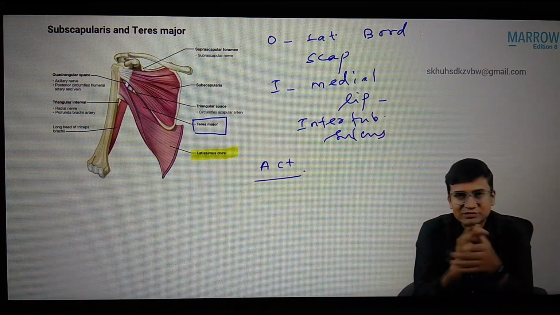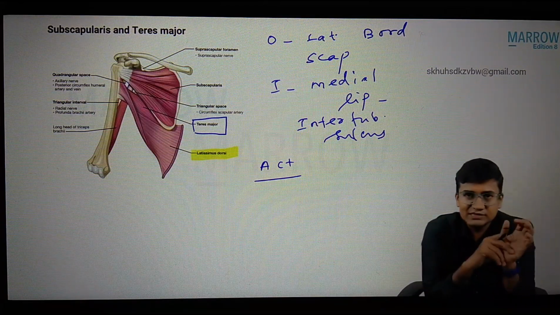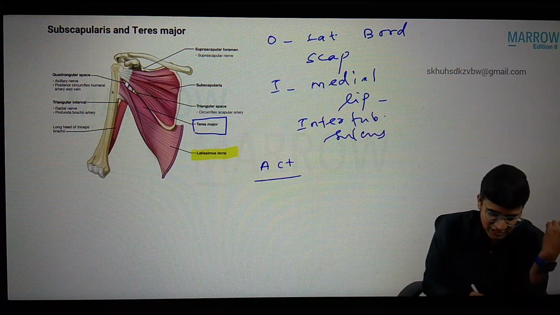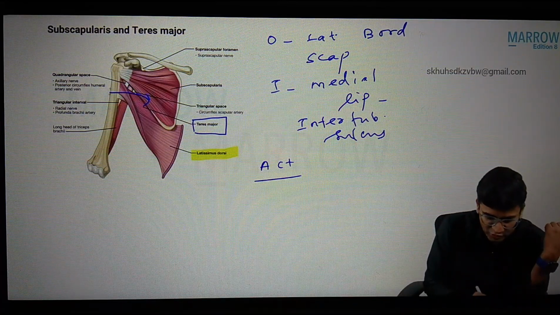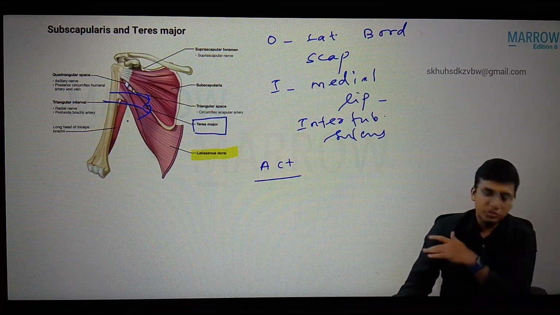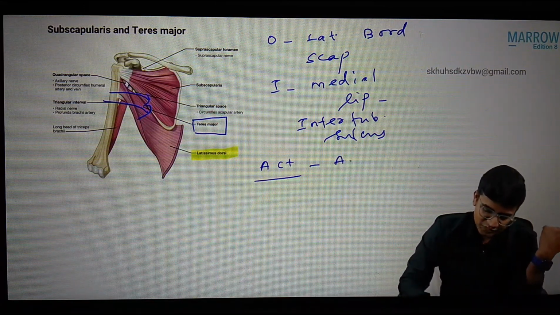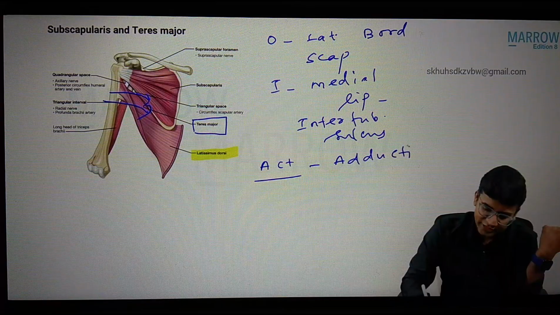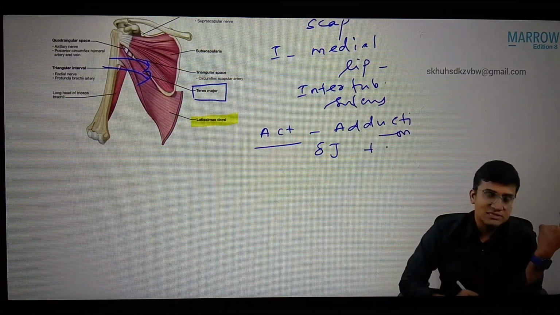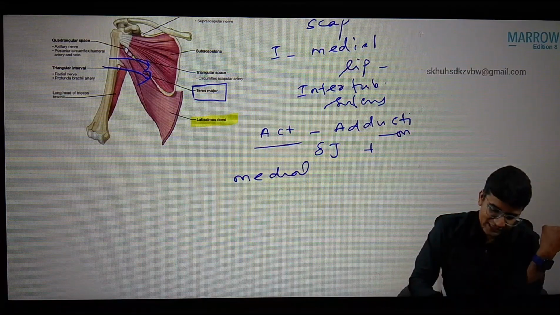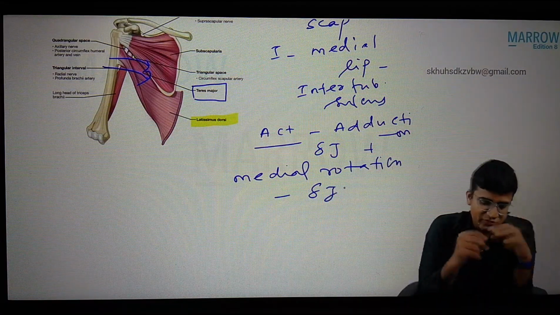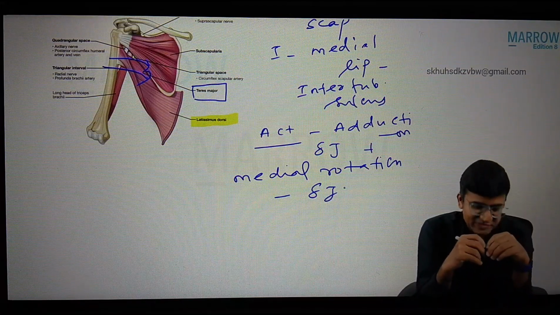Action is similar to subscapularis. What is the action of subscapularis? I told you adduction and medial rotation. In the same way, the humerus bone is moving towards the origin point, towards the trunk. So adduction of the shoulder joint, plus it is also rotating inside, medial rotation of the shoulder joint. Okay, so two actions are there for the teres major muscle.